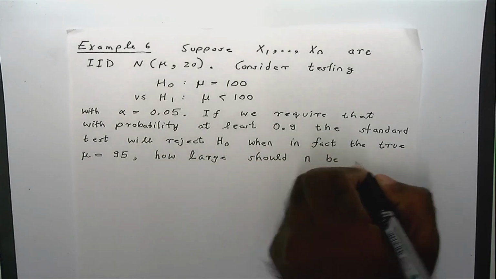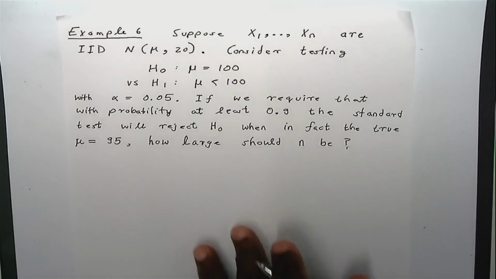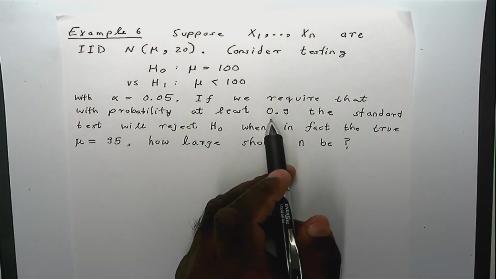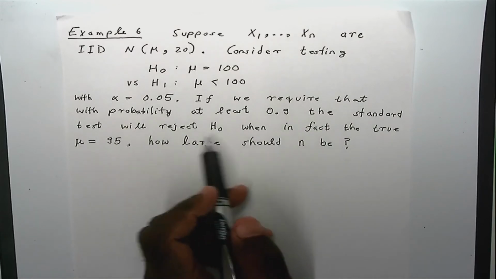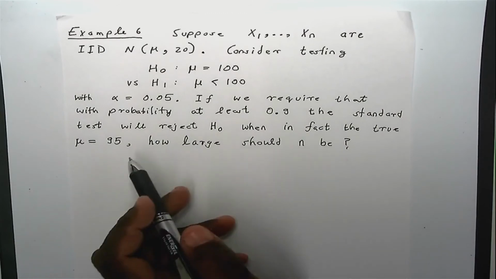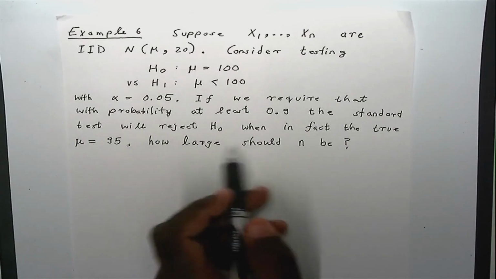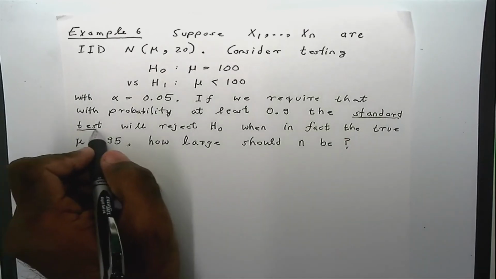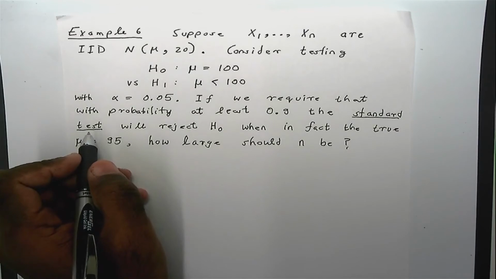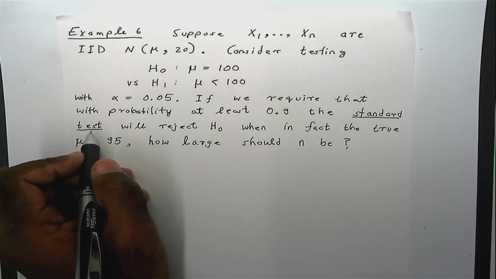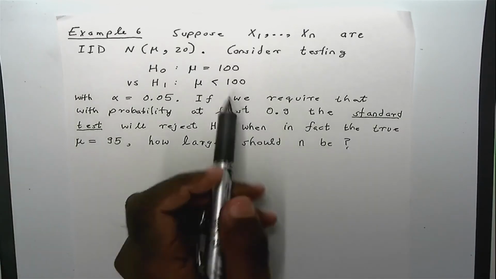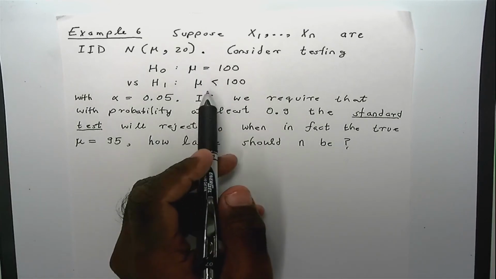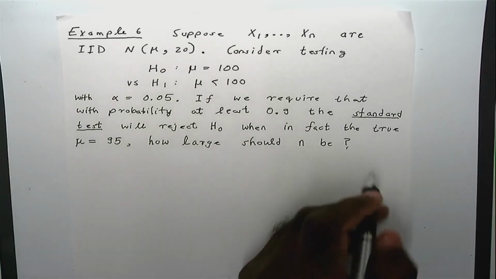This is a different kind of question, right? So if you require that with probability at least 0.9, the standard test will reject the null when in fact mu equal to 95, how large should n be? Now, when I say standard test here, I mean the test that I referred to on the video on one sample tests. So you will need to go back to that video and see what is the standard test corresponding to this versus this, right? I will write it down in a minute.